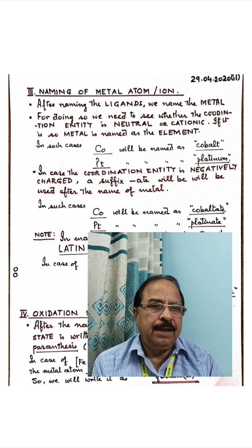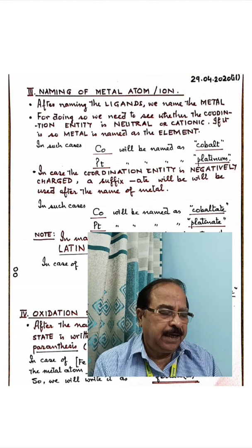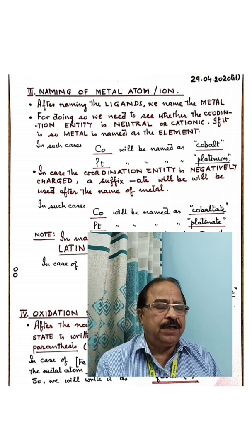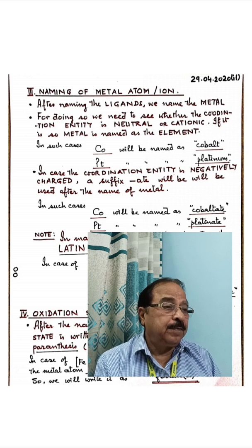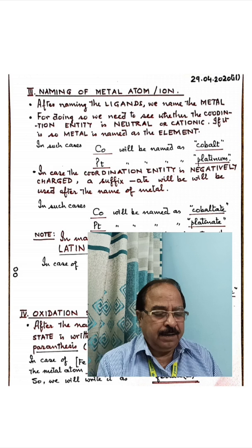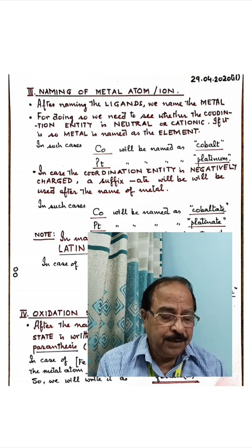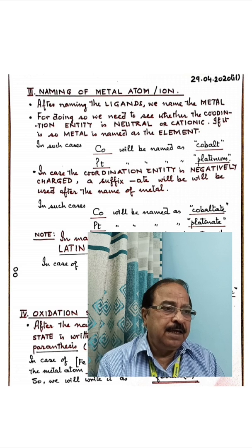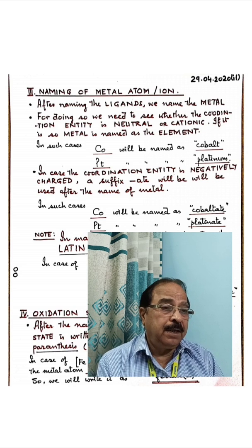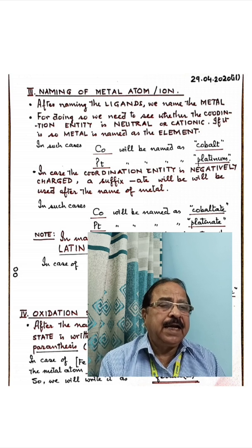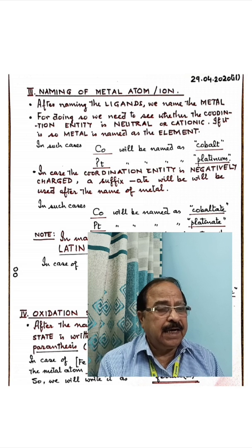So we were discussing writing the name of the coordination entity. I told you, first of all, we have to name all the ligands that we have discussed. Now, after naming all the ligands present in the coordination entity, what we have to do? We have to name the metal atom or ion. So for doing so, we have to see what is the charge present on the coordination entity as a whole. You can recollect that the coordination entities may be neutral entities, they may be cationic entities carrying a positive charge, or they may be carrying a negative charge. That means they can be negatively charged entities also.